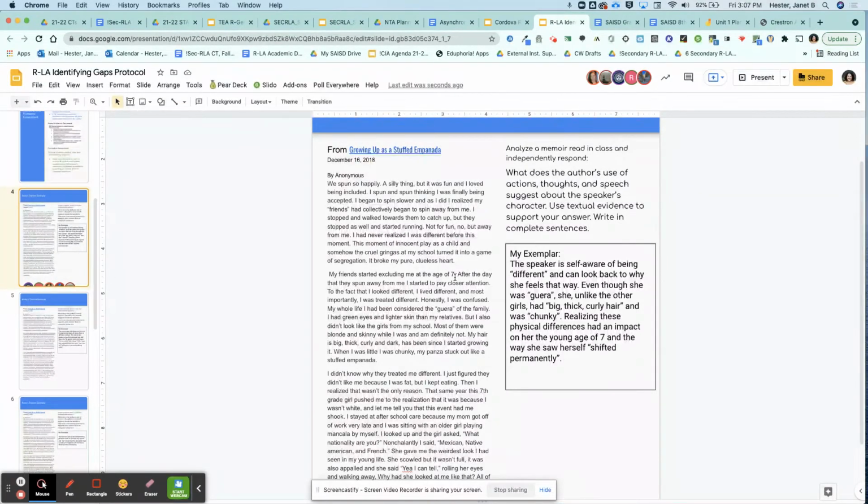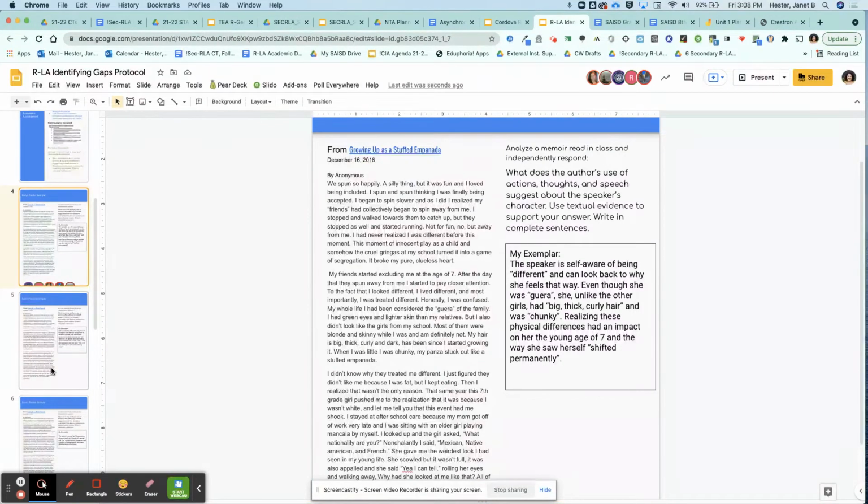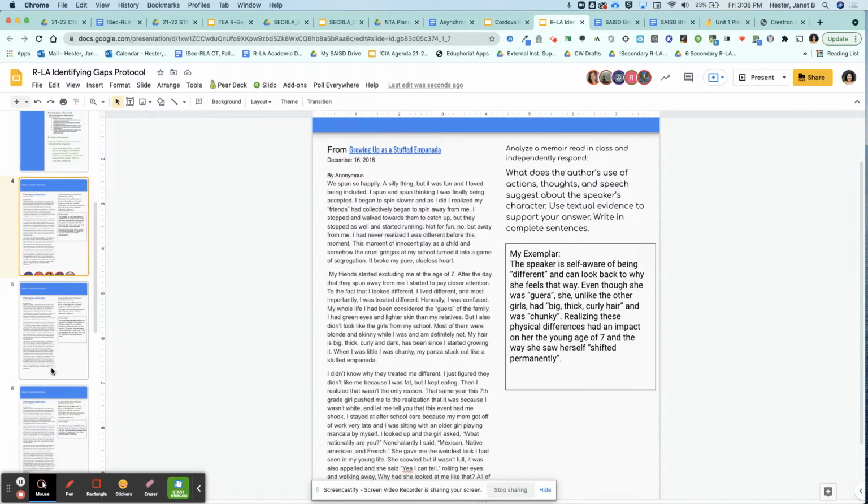Yes. So the speaker is self-aware of being different and can look back to why she feels that way. Even though she was wet, she, unlike the other girls, had big, thick, curly hair and was chunky. Realizing these physical differences had an impact on her at the young age of 7, and the way she saw herself shifted permanently. So I like the way she was paraphrasing and also building that insight into how this was a permanent shift in how she saw herself.